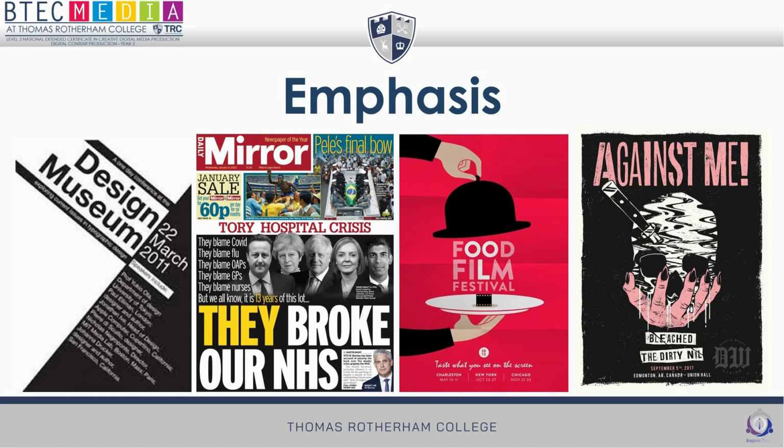Colour can sometimes be a good way of creating emphasis. I mean, look at that front cover of the Daily Mirror you've got there. Why have they deliberately chosen to put the word they and 13 years in yellow? And the simple answer is it creates emphasis. So rather than saying, but we all know it's 13 years of this lot, it says, but we all know it is 13 years of this lot. And then rather than saying they broke our NHS, it's saying they broke our NHS. So just by changing the colour there, it emphasises that particular word.